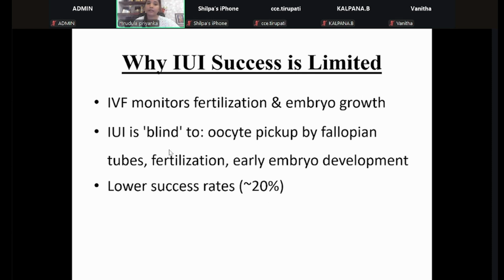What we are not seeing in IUI is that IUI is blind to oocyte pickup by the fallopian tubes. Whenever ovulation happens, the oocyte should be picked up by the fallopian tube, but we don't know whether the fallopian tubes are doing that. Then fertilization, whether the sperm is reaching the oocyte, or the early embryo development, all these we cannot see in an IUI process. So the success rate will remain the same.